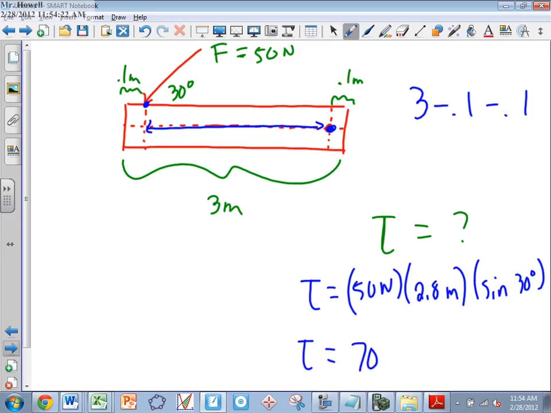Now, the question becomes this. And please, you've got to write this part down because this is very confusing. When we did work, remember work equals force times distance? And we got joules for work? This is not joules. This is called newton meters. Because this is a newton, times a meter.